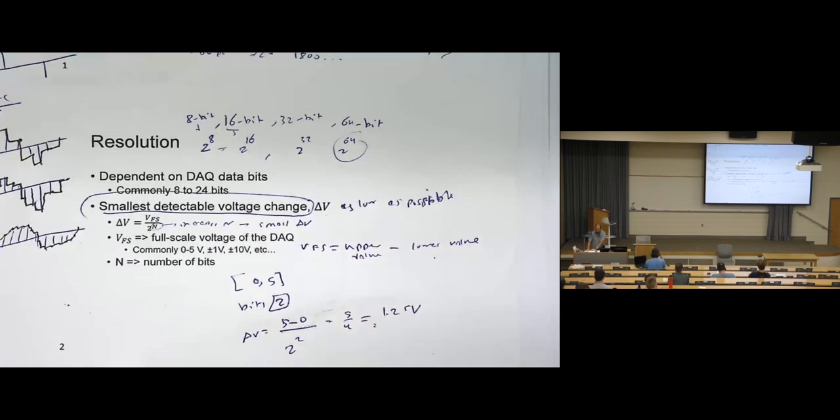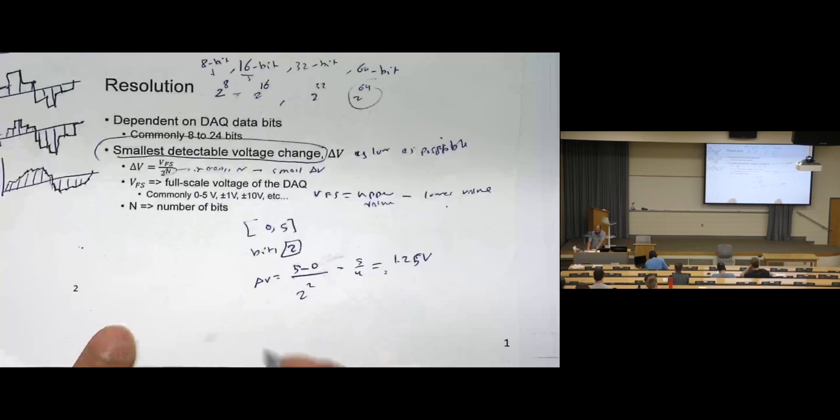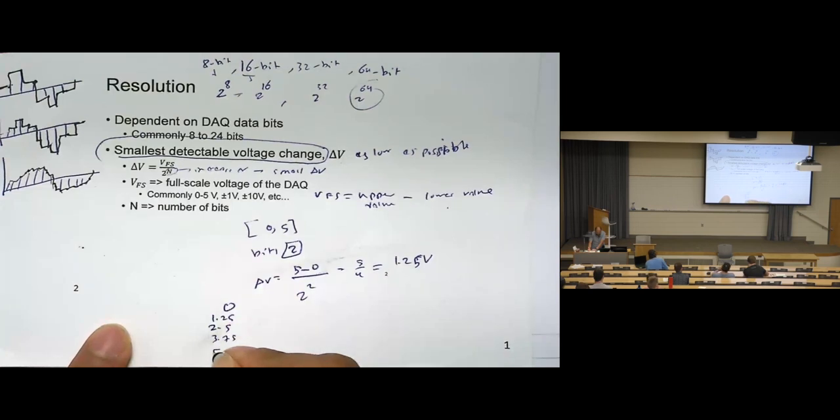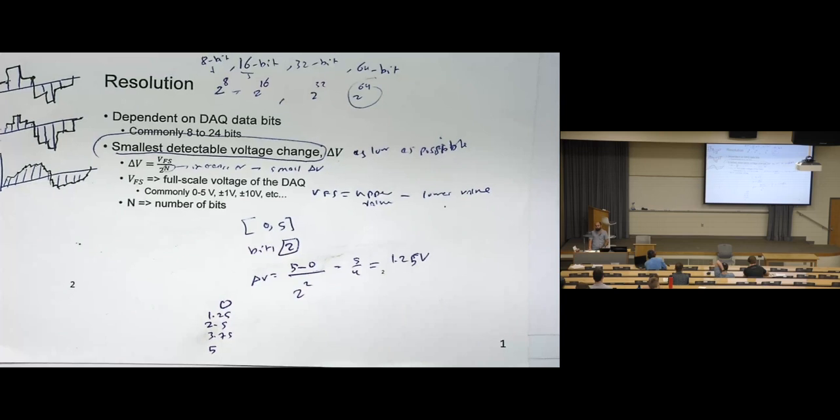So what does this mean? This means my device can read the values 0, 1.25, 2.5, 3.75, and 5. It can read only those. How about if the value is 1? It will not read the 1. It will read it as 1.25, which is the nearest value to it.